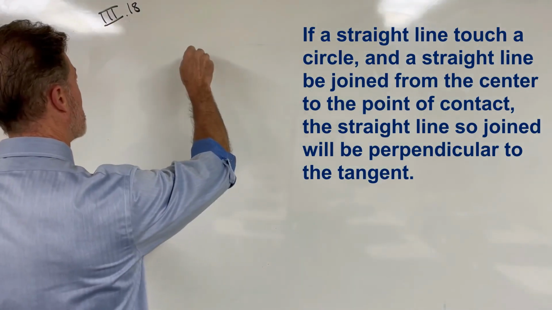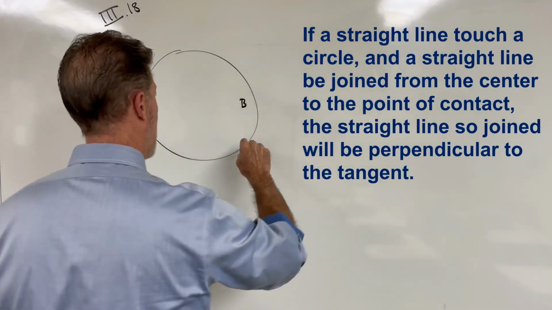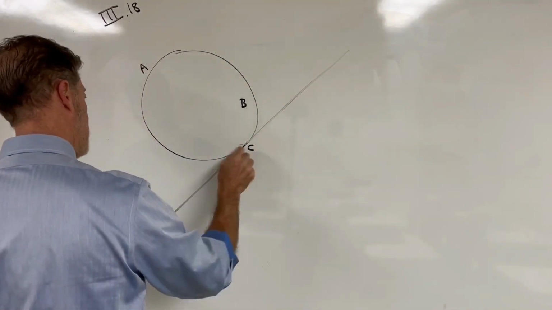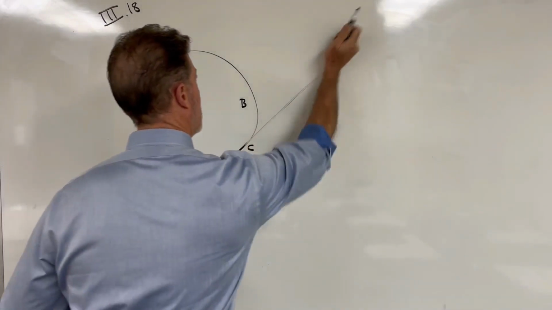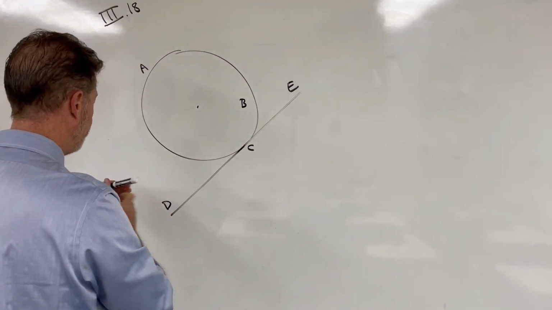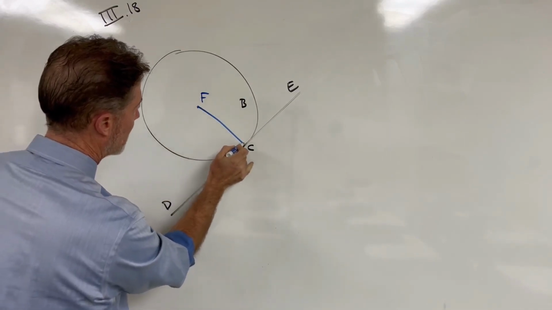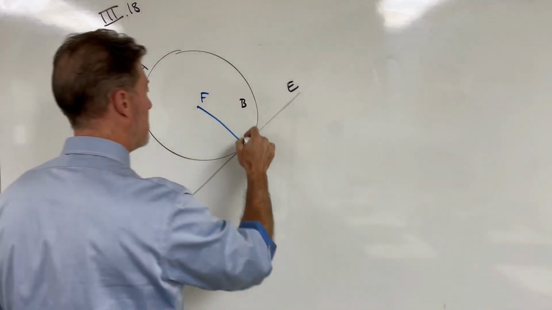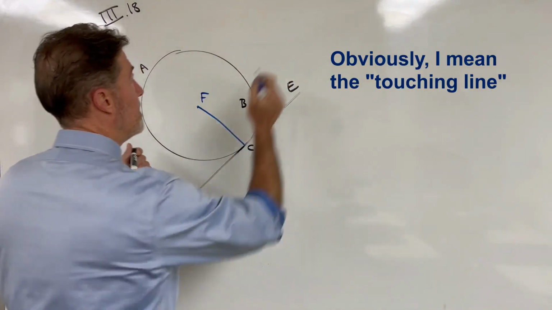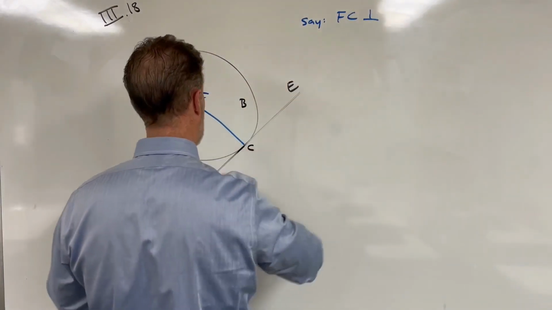So if we have a circle, let's have circle ABC, and let's have another straight line touching this circle at, say, the point of contact C. So let's have line DE touching the circle. If we take the center of the circle, and from the center we draw a line to the point of contact, then that straight line will be perpendicular to this cutting line, what's known as the tangent line. So I say that FC is perpendicular to DE.